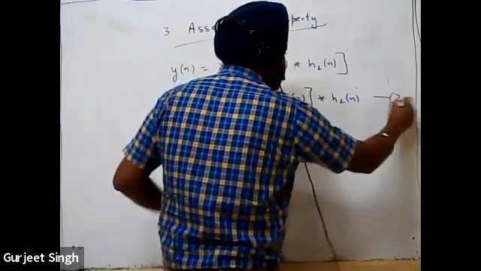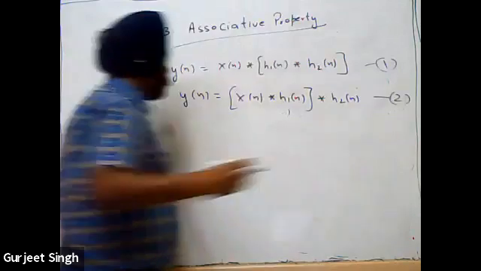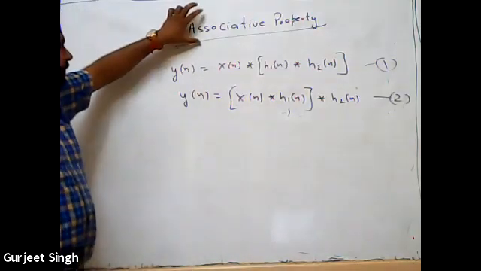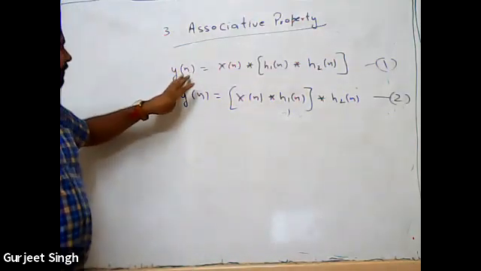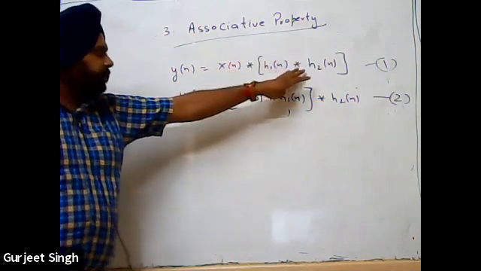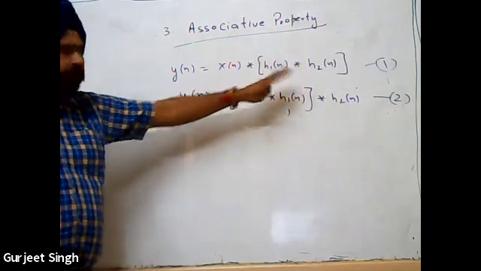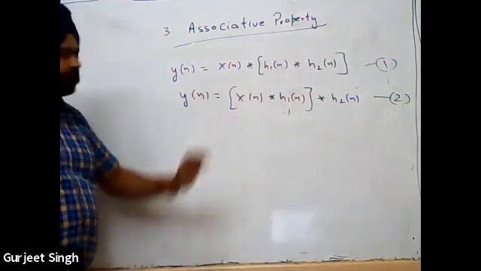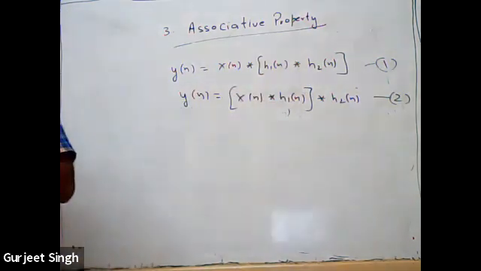So this is our second equation. According to this associative property, we can say that if we have y[n] equal to x[n] convolved with h1[n] and then convolved with h2[n], this is equal to equation number two. Okay, so what is the meaning? According to this property, the impulse response of the cascade of two LTI systems is the convolution of their individual impulse responses.